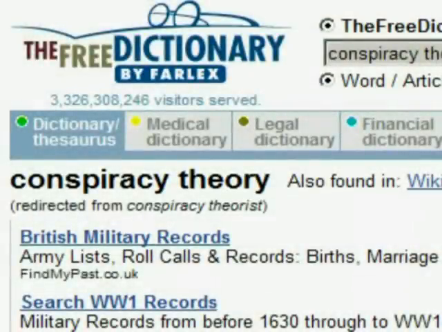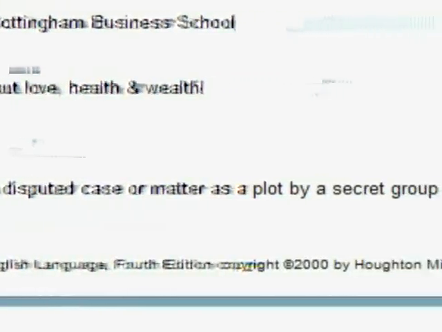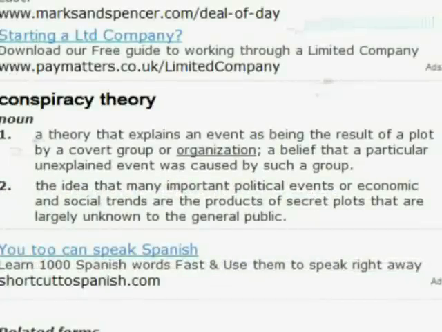This one is at thefreedictionary.com. A theory seeking to explain a disputed case or matter as a plot by a secret group or alliance rather than an individual or isolated act. Dictionary.reference.com offers two descriptions. 1. A theory that explains an event as being the result of a plot by a covert group or organisation. A belief that a particular unexplained event was caused by such a group. And 2. The idea that many important political events or economic and social trends are the products of secret plots that are largely unknown to the general public.